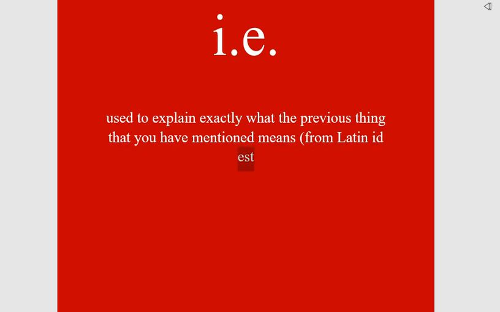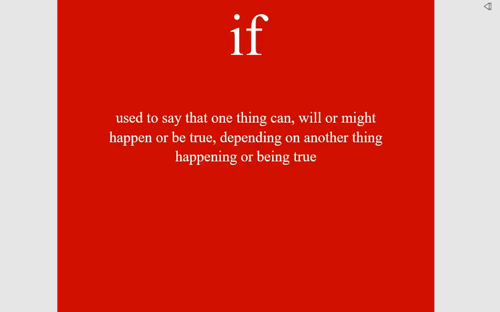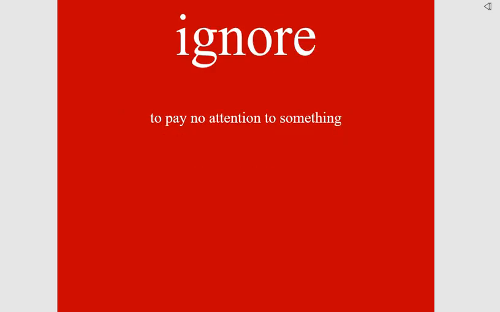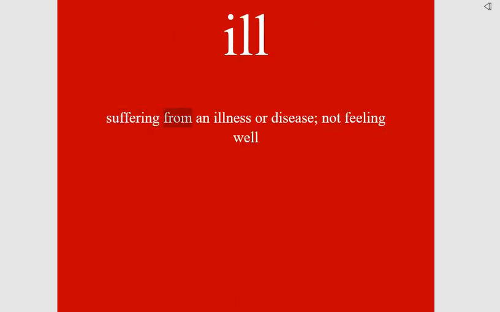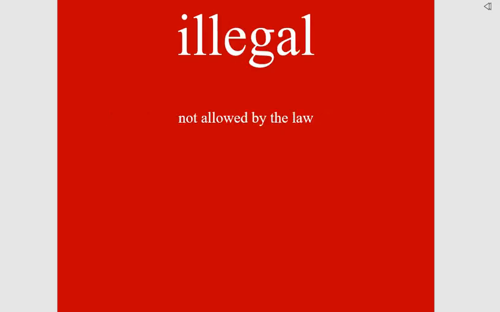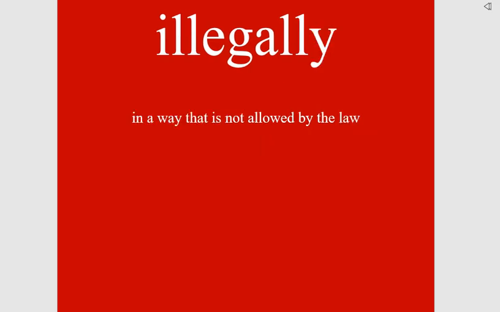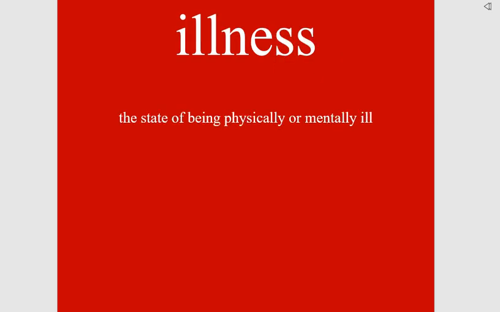i.e. Used to explain exactly what the previous thing that you have mentioned means, from Latin id est. If. Used to say that one thing can, will or might happen or be true, depending on another thing happening or being true. Ignore. To pay no attention to something. Ill. Suffering from an illness or disease, not feeling well. Illegal. Not allowed by the law. Illegally. In a way that is not allowed by the law.